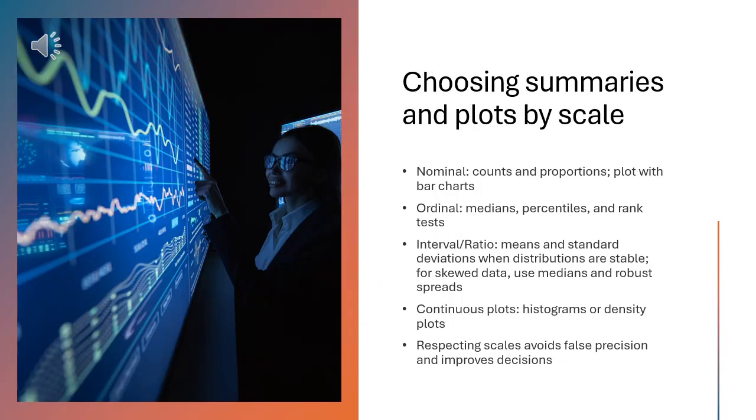For nominal data, use counts and proportions. For ordinal data, use medians, percentiles, and rank tests. For interval and ratio data, use means and standard deviations when distributions are stable. For skewed data, prefer medians and robust spreads. Plot categories with bar charts. Plot continuous variables with histograms or density plots. Respecting scales avoids false precision and improves decisions.